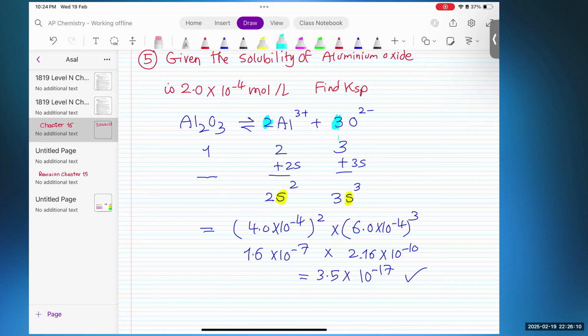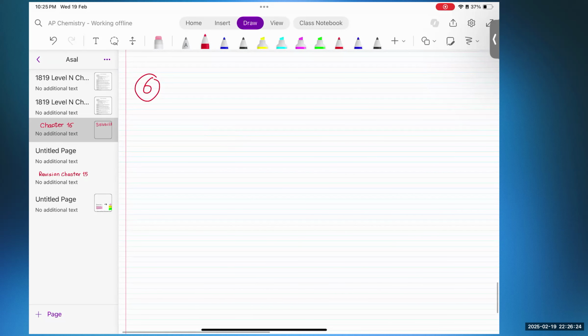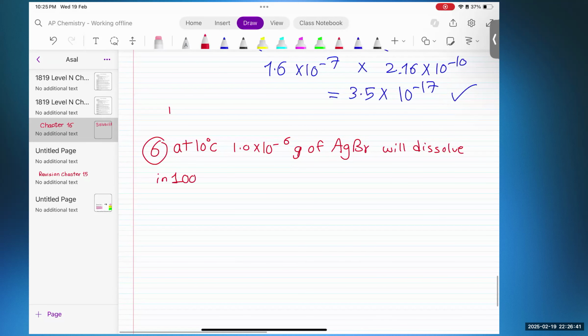Next question. Answer the following questions relating to the solubility of bromide of silver and lead. Write the dissociation constant of AgBr. Question number 6. You are following with the questions, right? So let me also write it here. So 6 is: at 10 degrees Celsius, 1 multiplied by 10 to the power of negative 6 grams of silver bromide will dissolve in how much water? In 100 ml of water. Write the dissociation constant.